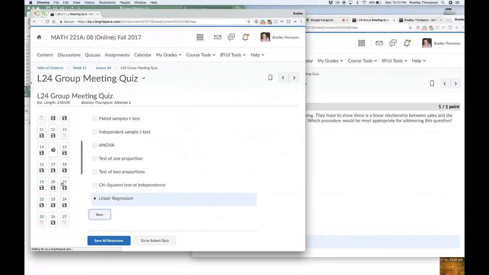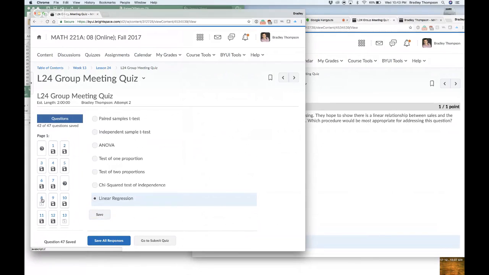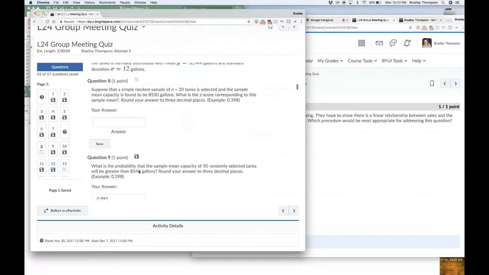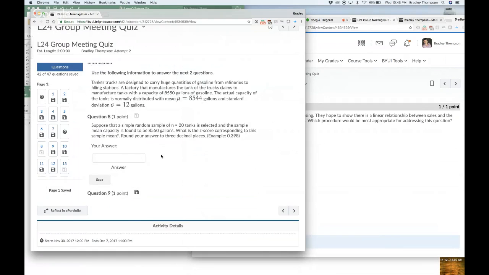So, let's go back to what we got wrong. Number 8 is the one we need to look at, right? Yeah, that's the first one we missed. We tried 0.5 and we tried 0.3.